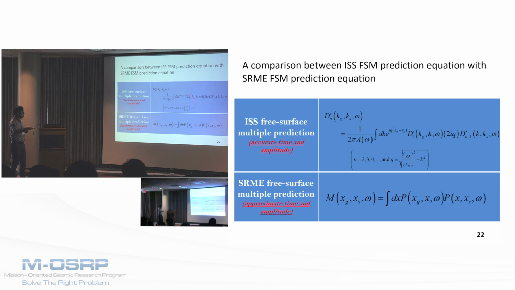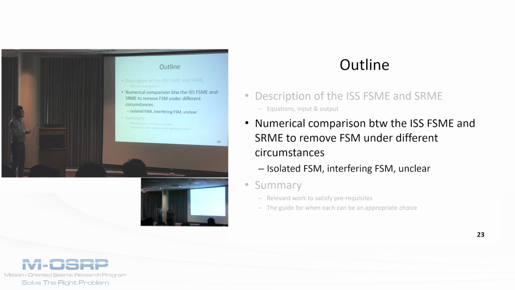Here we explicitly show the equations used in this method for predicting the free surface multiple. We can see that the ISS method is in the Fourier domain, whereas the SRME method is in the space frequency domain. And in our annual report, we have arranged them to the same domains for either conversion. For interested audience, you can refer to our annual report. Now let's look at a numerical comparison between these two methods to remove the free surface multiples under different circumstances.